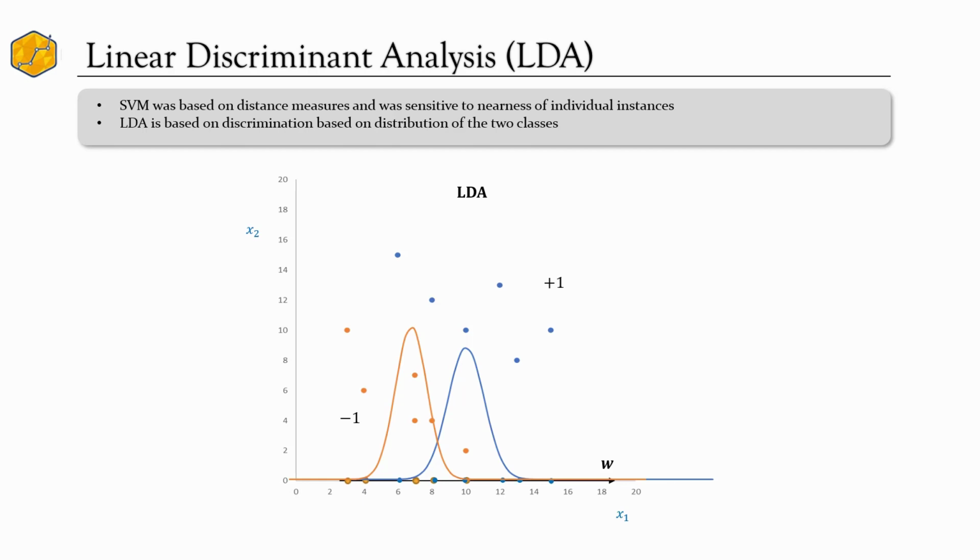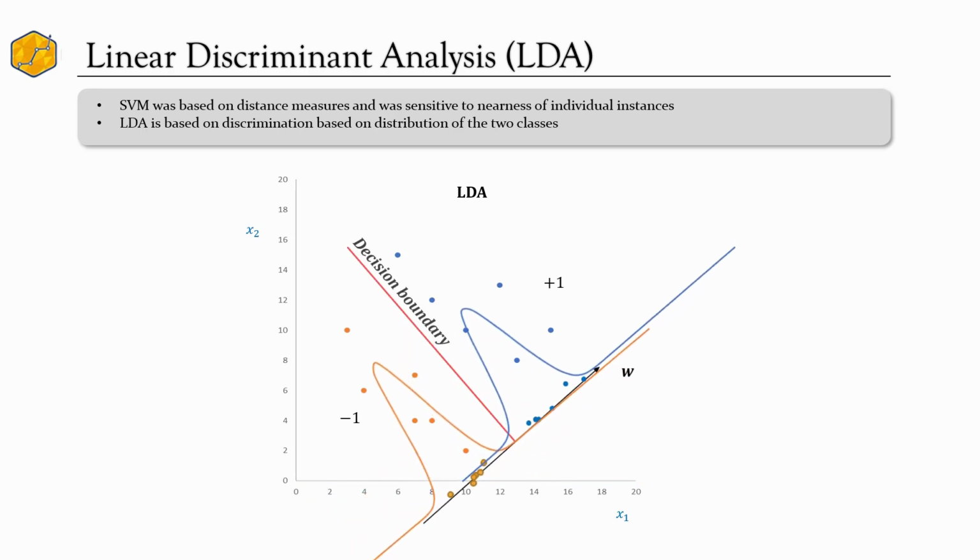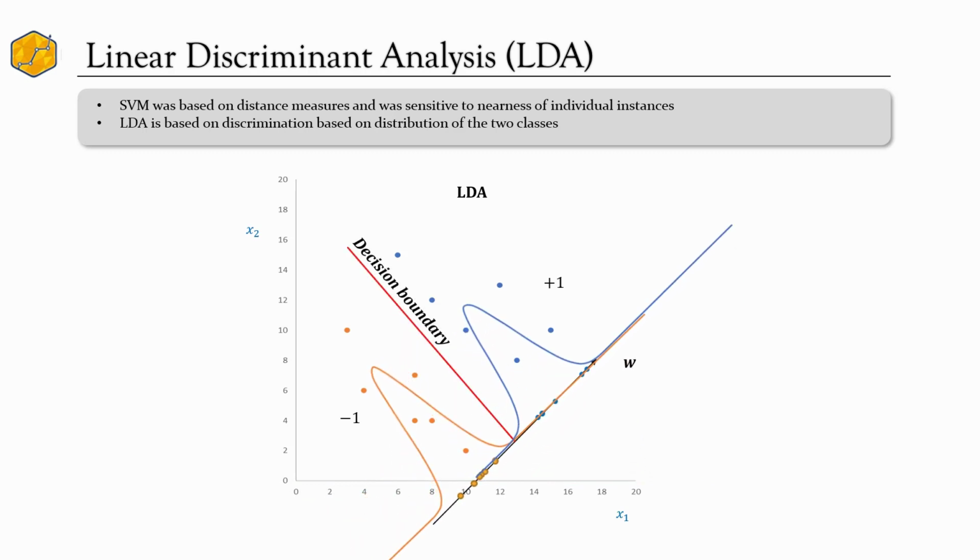So W discriminates the two classes in this manner. And how these two classes look different or separate from each other depends on the direction of W, because ultimately these are built on the projections on W. Here is another direction of W. Now we can see that the discrimination is much better.